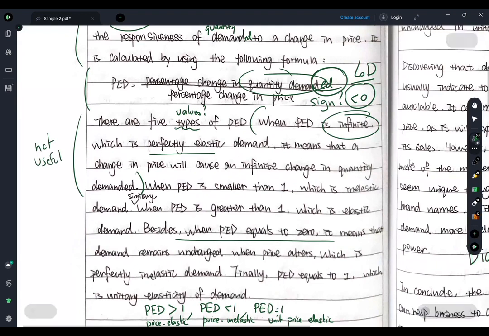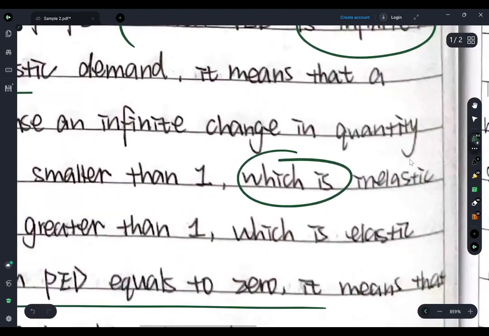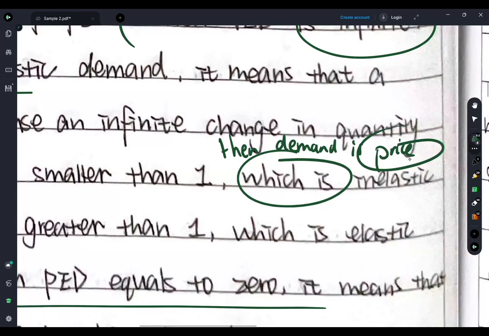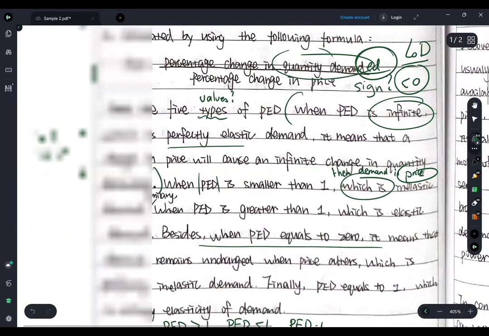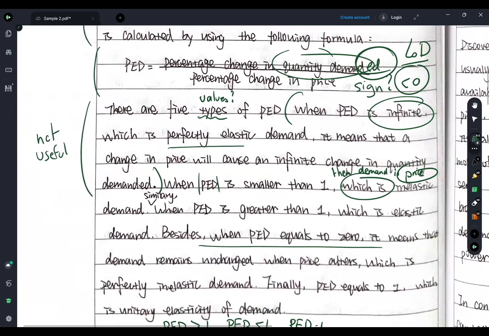Okay, now, however, when the PED, so it's in absolute value, if we want to be precise, is smaller than 1, which is inelastic. Same thing. Instead, we should say demand is, and we should not only say inelastic, we should say price inelastic, because if it is the YED that is smaller than 1, it is income inelastic. So we don't just say inelastic. It has to be more specific: price elastic or price inelastic. Then demand is price elastic.